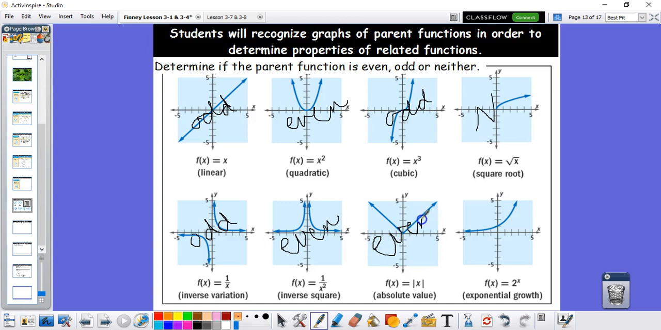Now these are the parent functions as they start out. We can slide them and move them around left and right, and that's going to change things. Is this even or odd or neither? Well, it's not symmetric to anything, so it's a neither.